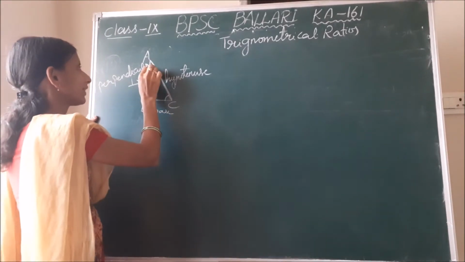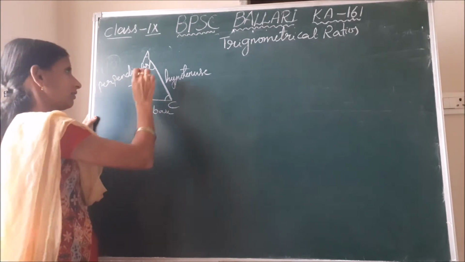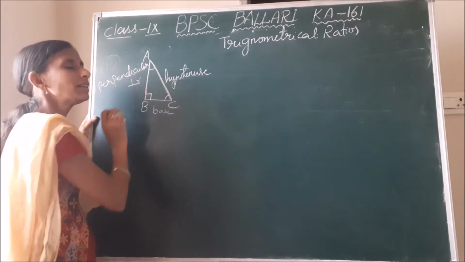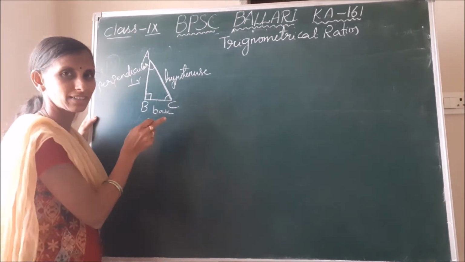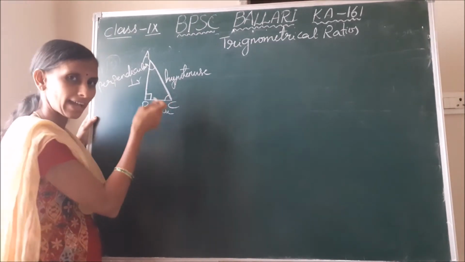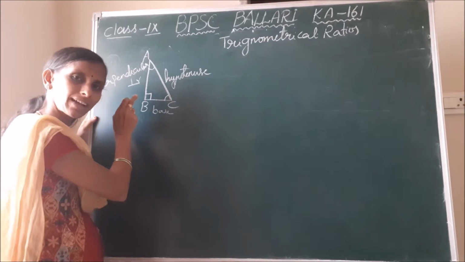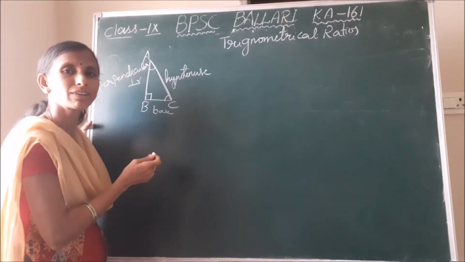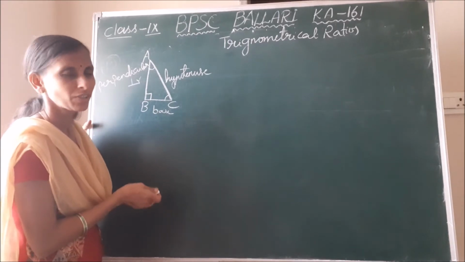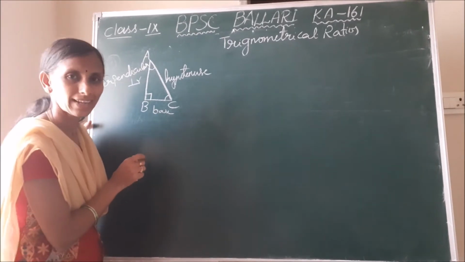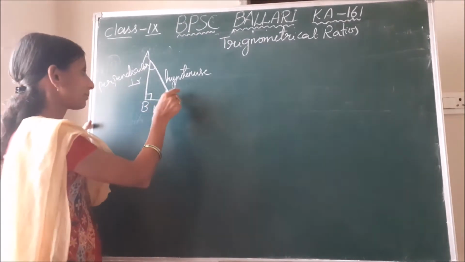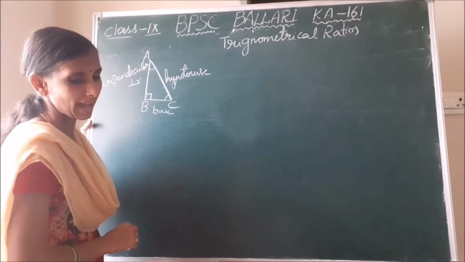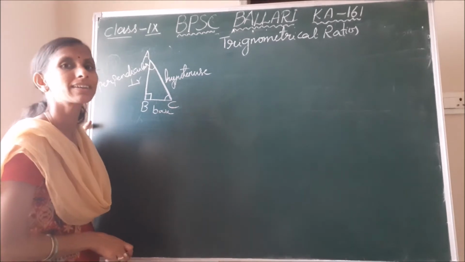Suppose the angle is given here, then this will become the perpendicular and this will become the base. It changes: where we need to find the angle, the side opposite to that we call the perpendicular, and the remaining third side we call the base. So this is about the sides of a right angled triangle: hypotenuse, base and perpendicular. Next we are having the trigonometrical ratios.